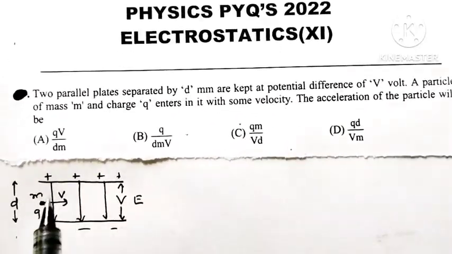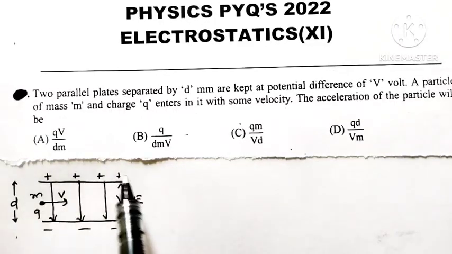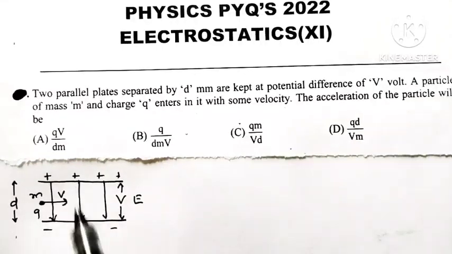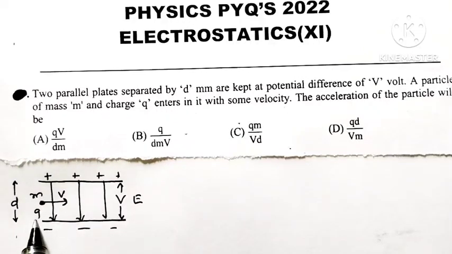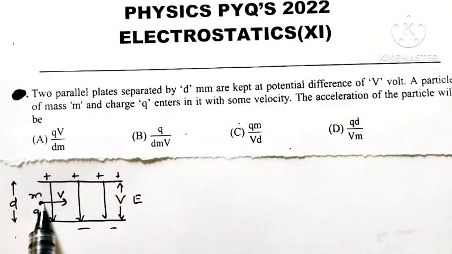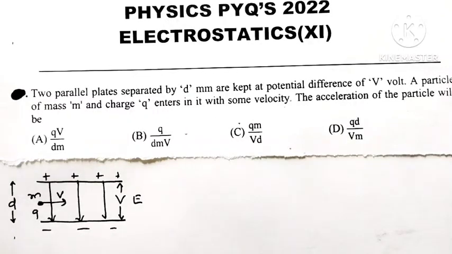We are having two parallel plates, the potential difference between them is V. The upper plate is given positive potential and the lower plate is given negative potential. So a uniform electric field of intensity E is produced from top to bottom, and the two plates are separated by a distance small d. Suppose here a charge q having mass m enters that uniform electric field with velocity v.